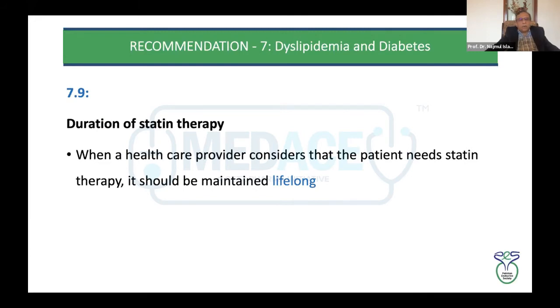Now, most of our patients and some of our physicians do the same thing: once the cholesterol levels or the triglyceride levels are in range, they tend to stop the statin therapy. That's totally wrong. We need to tell our patients that we started on a statin and you're going to remain on a statin long term or lifelong, as long as there are no severe side effects. So when a healthcare provider considers that the patient needs a statin, therapy should be maintained lifelong. That is something very important to know, and to practice in your clinics as well.